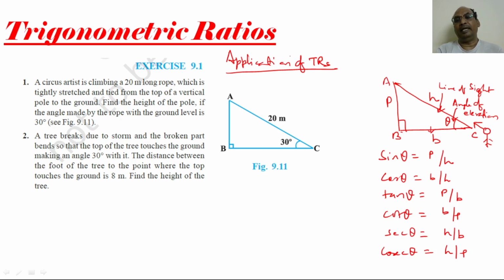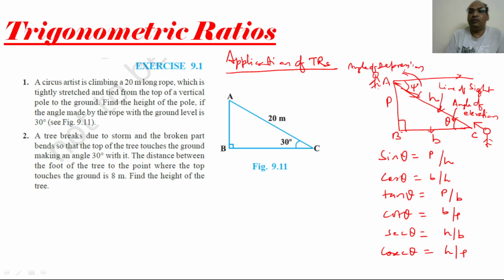Simultaneously, if we are standing here at A and we look towards the ground, downward, and if this is the horizontal and this will be the line of sight, then this angle, take it as psi, will be called the angle of depression.